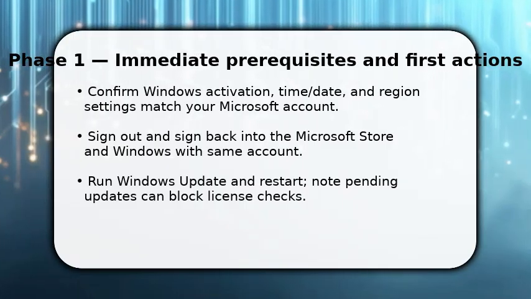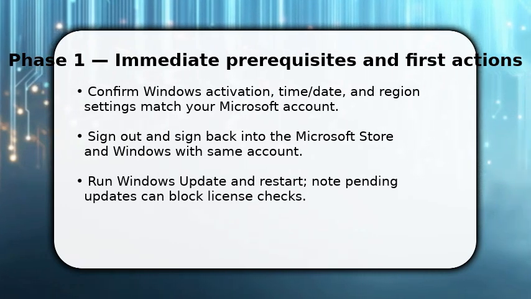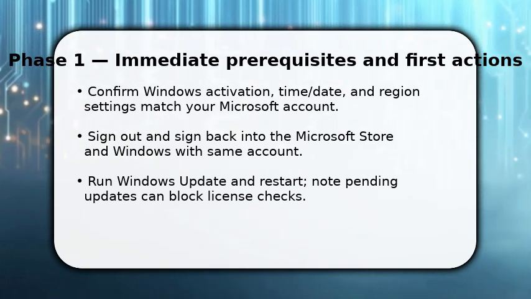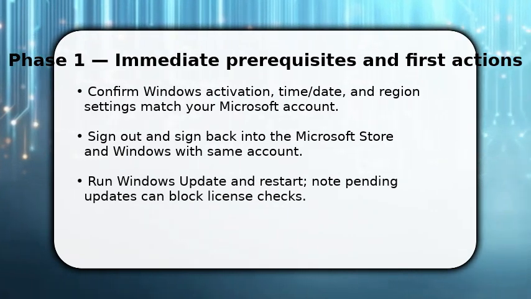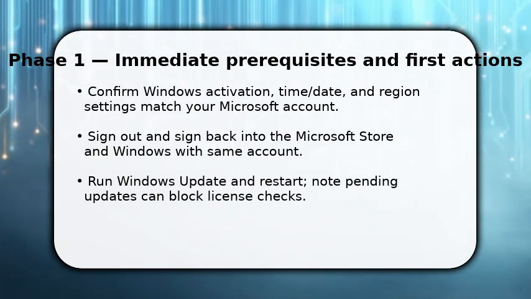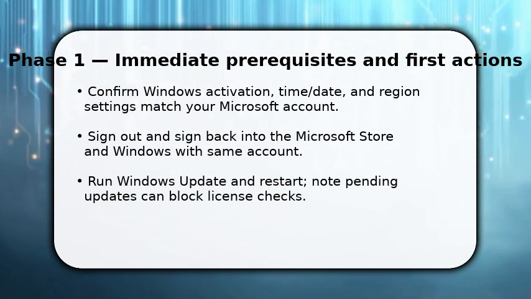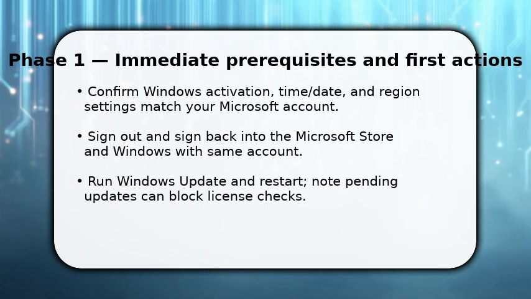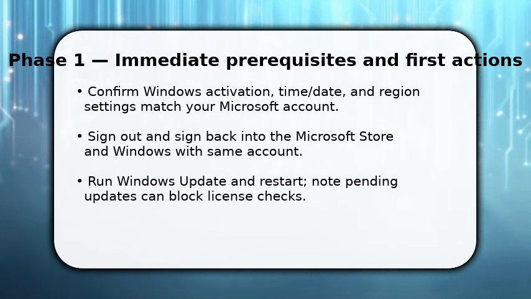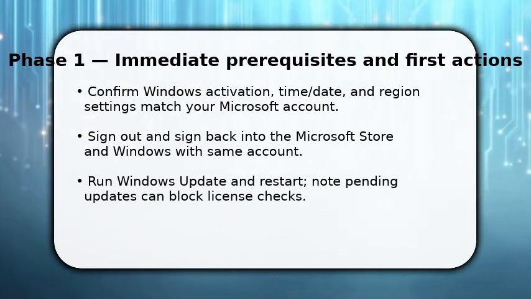You start here: verify Windows is activated, and your system time, date, and region match the Microsoft account. License checks depend on that. Next, sign out of the Microsoft Store and sign back in using the same account you use for purchases. This refreshes tokens. Once done, open Settings and run Windows Update, then restart.